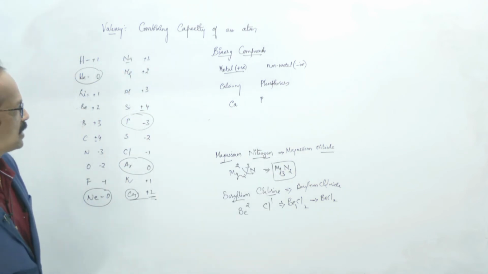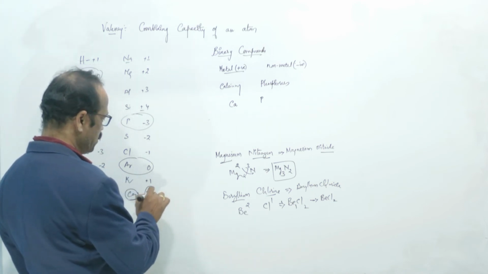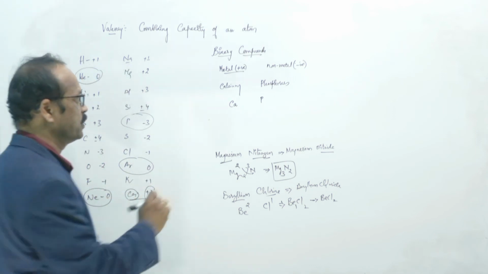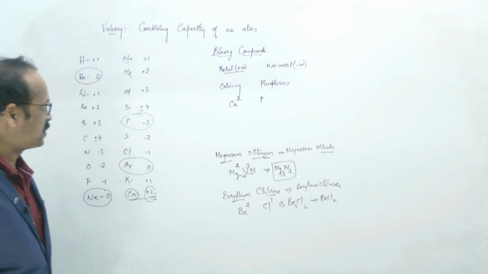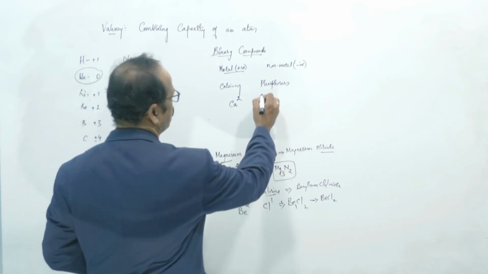Right? Now what I said, write the valencies. Third step, write the valency. Calcium valency is what? Plus 2. So you need not write plus 2, just write 2. And then phosphorus. What is the phosphorus valency? Minus 3. Don't write minus, just write 3.